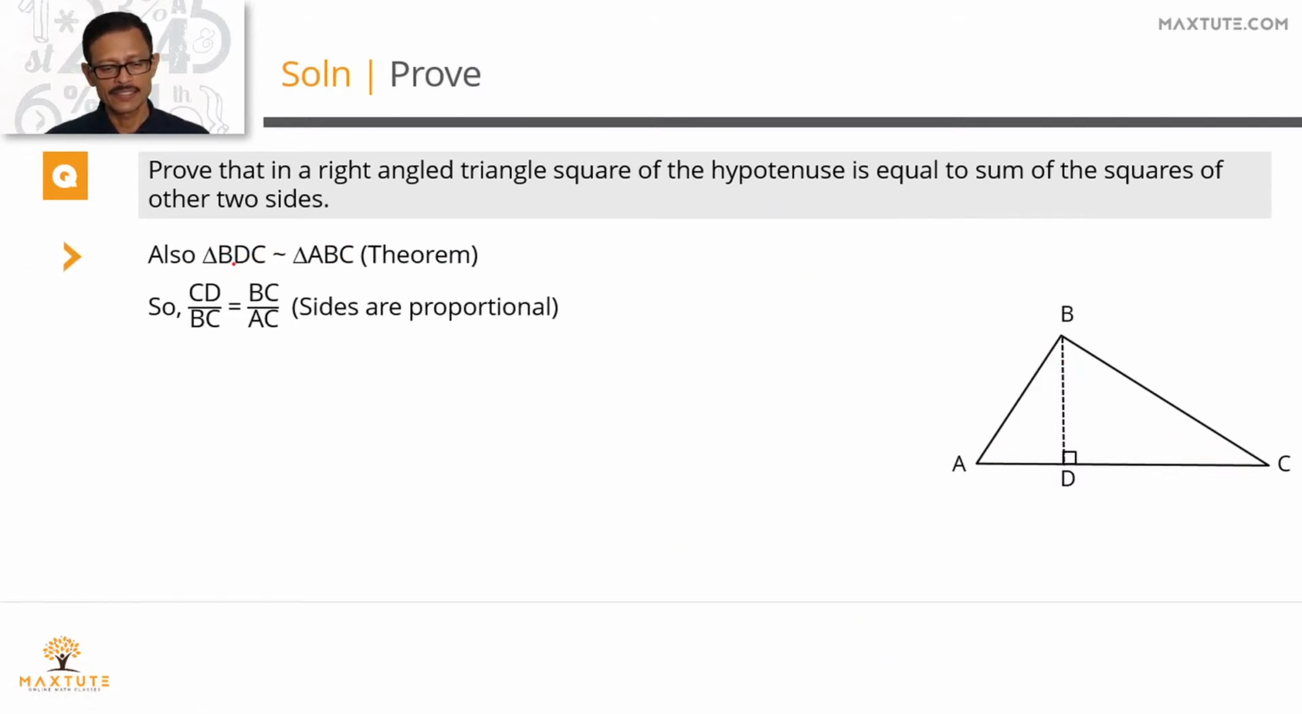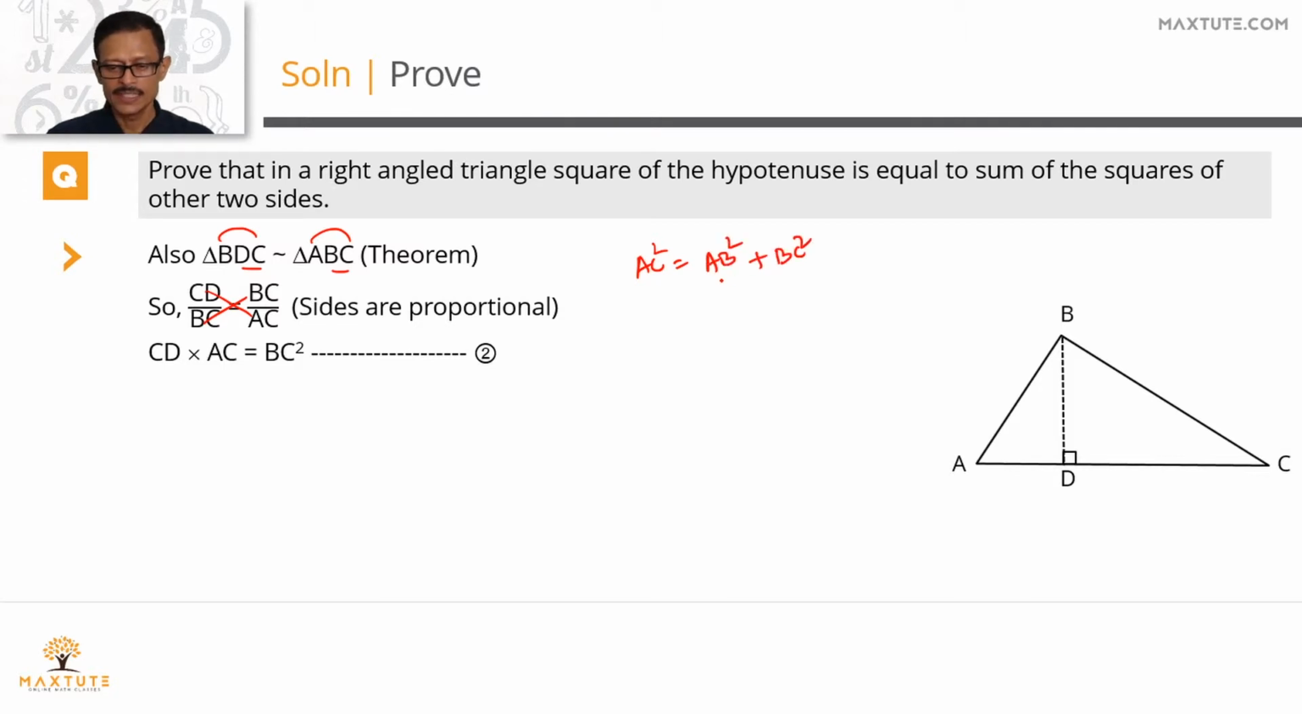I'm going to pick similarity between triangle 1 and 3 and run through the same exercise. Essentially BDC is similar to ABC. So I'm going to pick CD and BC. CD by BC is equal to BC by AC. Cross multiply again, what we'll have is CD into AC equals BC square. What did we have to prove? We needed to prove that AC square is equal to AB square plus BC square. From equation 1, we have found out AB square. From equation 2, we have found BC square.